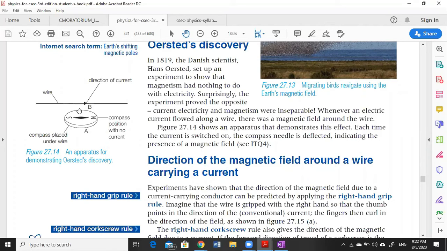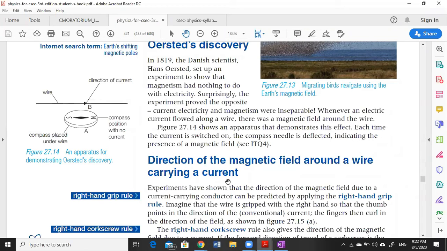Let me explain this. Once you grip the wire in that direction from left to right, the magnetic field that we're going to experience is going to come into the palm of your hands. So curling the fingers over is going to show the direction of the field.